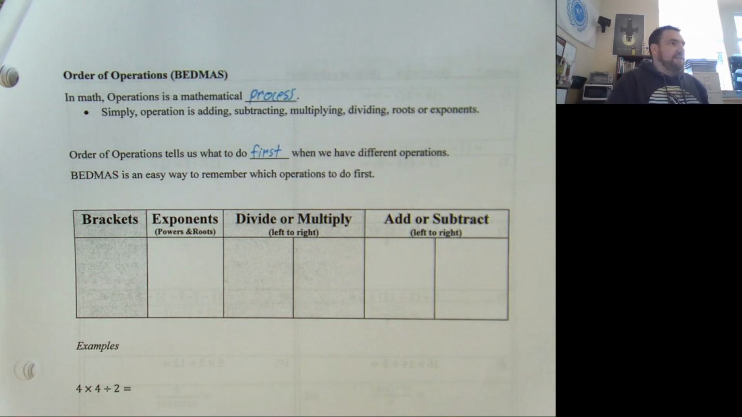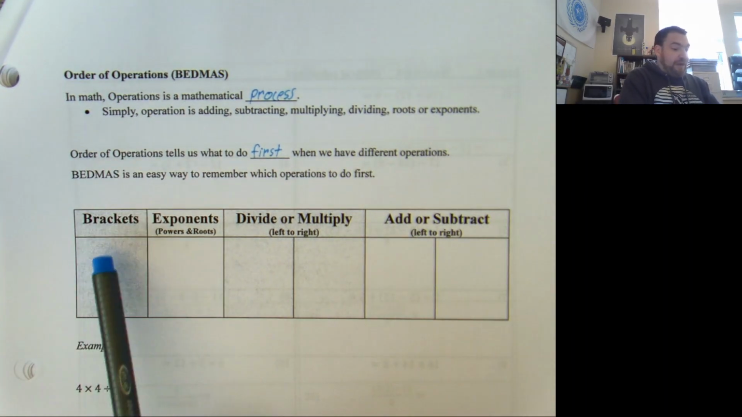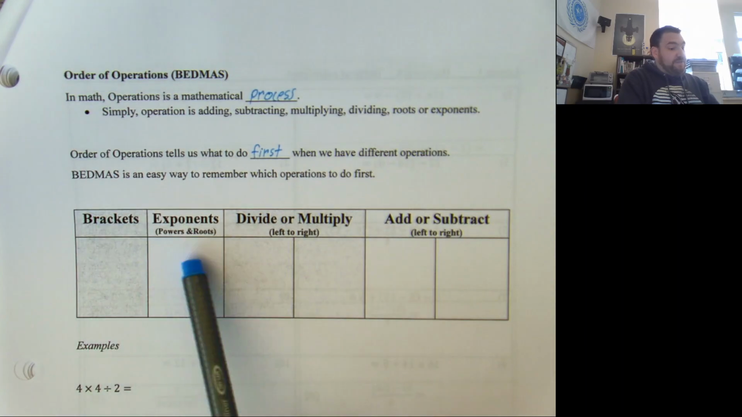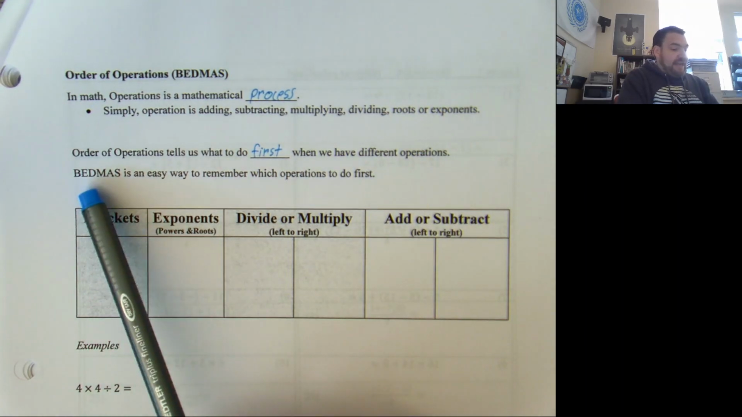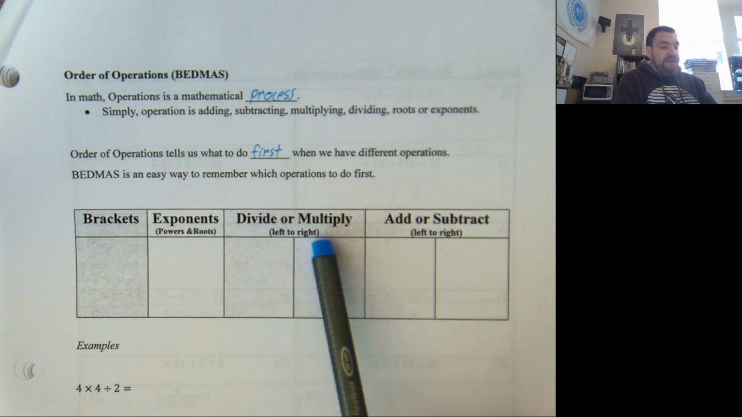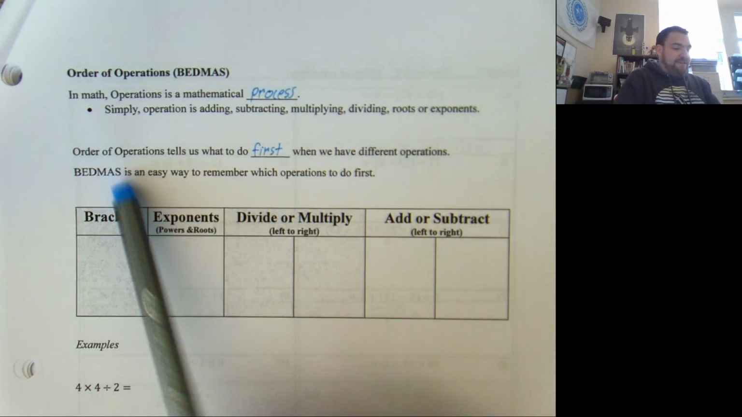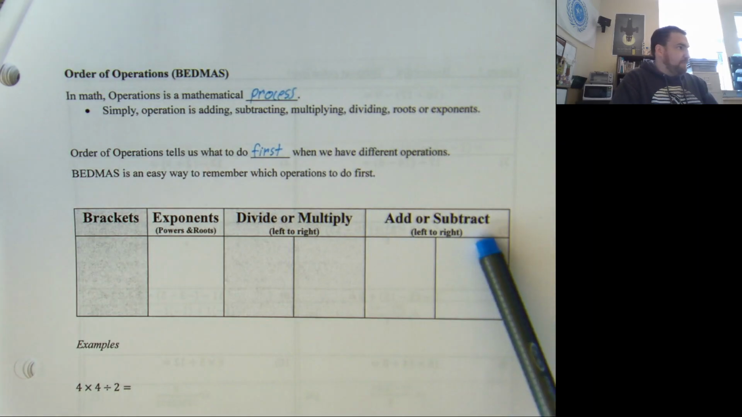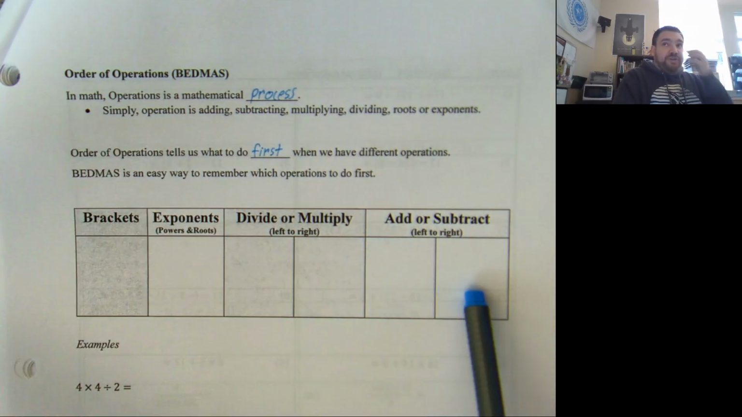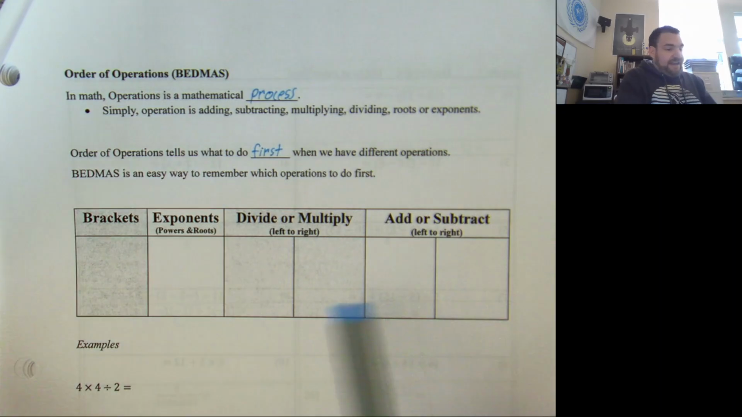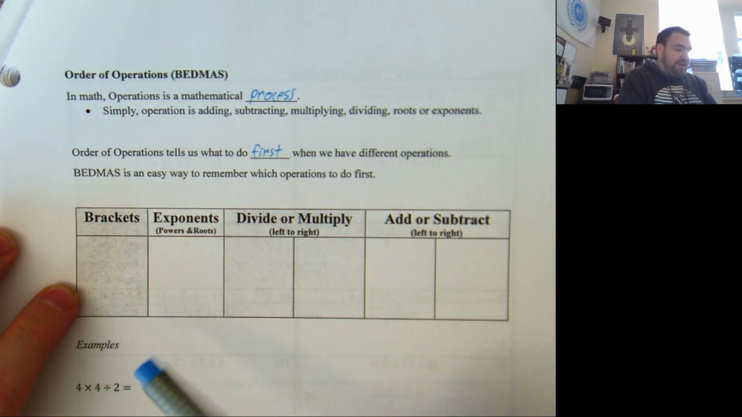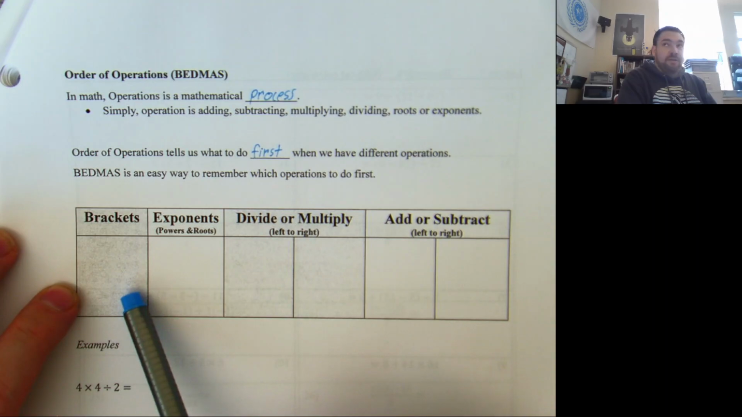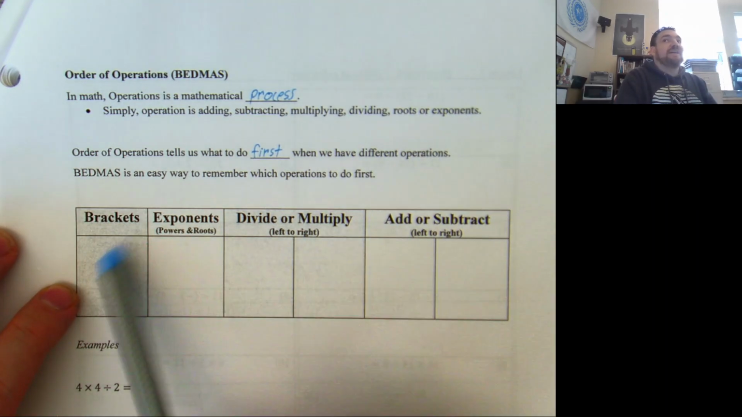So BEDMAS, it's an acronym. It's a tool that we use. Each letter in BEDMAS stands for something else. B stands for brackets. E stands for exponents. D and M stand for division and multiplication. A and S stand for addition and subtraction. So this is the order in which we do stuff. And if we have brackets, then what's going on inside that bracket, BEDMAS applies to it as well.